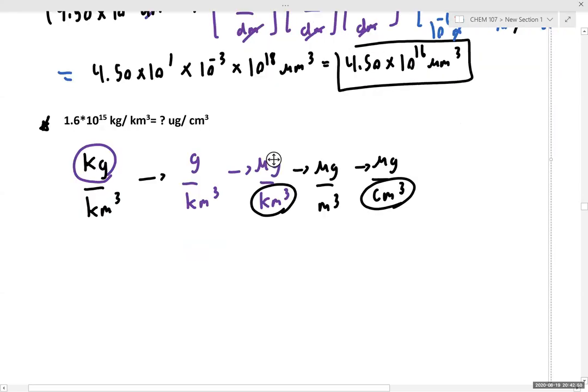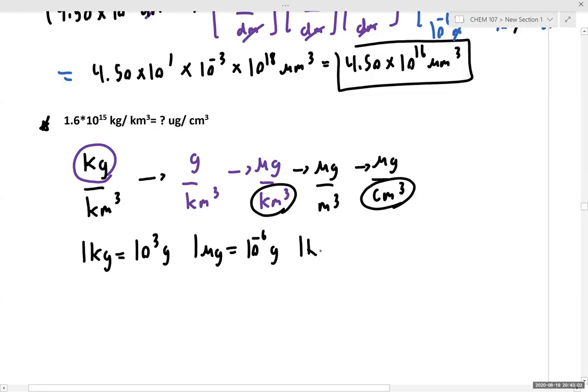Okay, now let's write some equalities. We know 1 kilogram is 10 to the 3rd gram. We know 1 microgram is 10 to the negative 6th gram. We know 1 kilometer is 10 to the 3rd meter, and 1 centimeter is 10 to the negative 2nd meter. These are all from the table of unit conversions that I provided you.